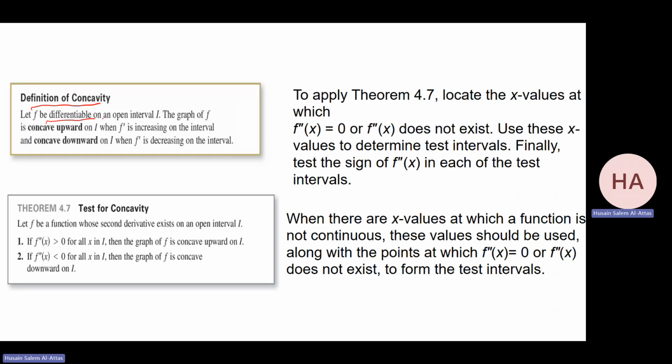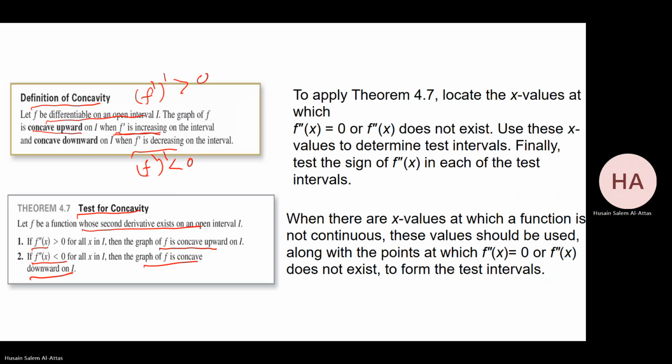If you have a differentiable function, the graph is concave up if f prime is increasing. F prime increasing means f prime positive; f prime decreasing means f prime negative. So what's the test for concavity? If f double prime is positive, then we say f is concave up. I have a continuous function whose second derivative exists, and if f double prime is negative, then I have concave down.